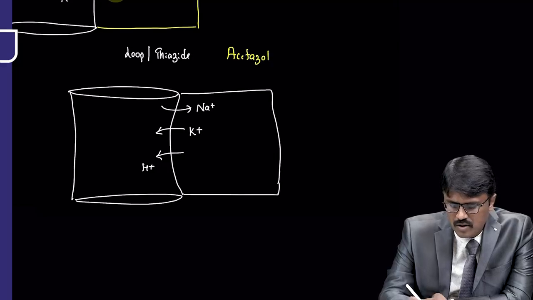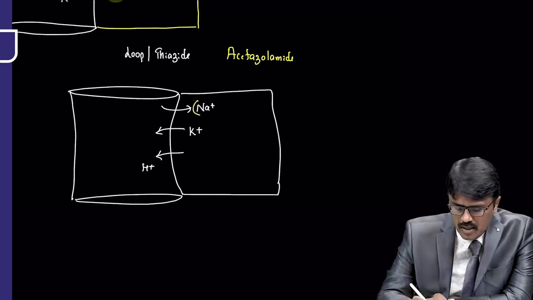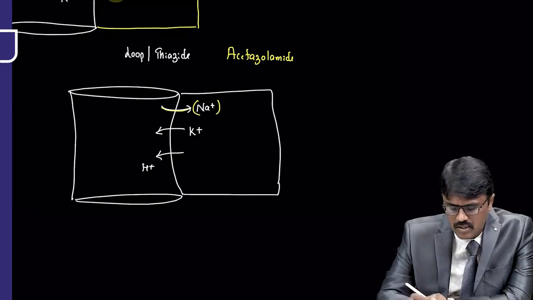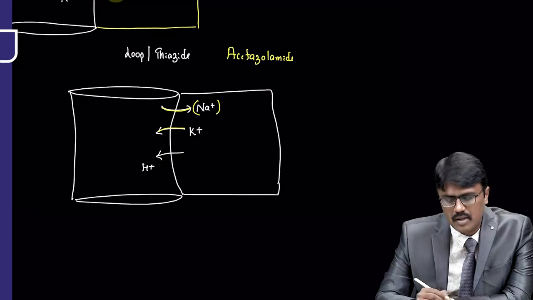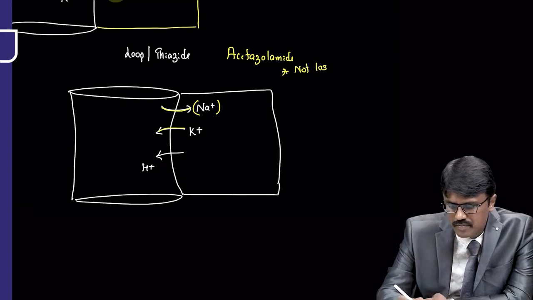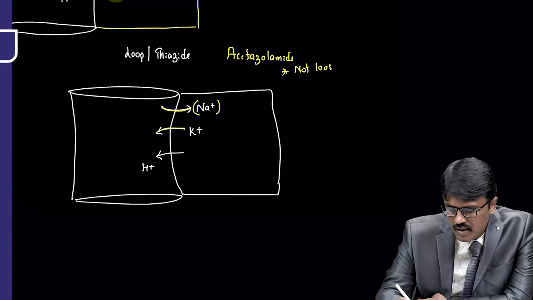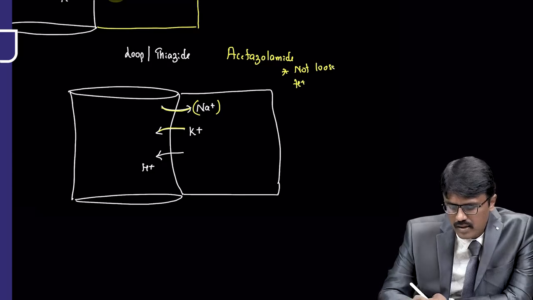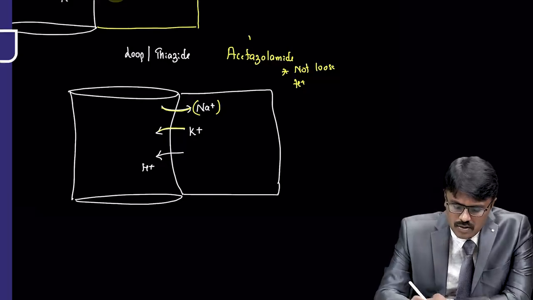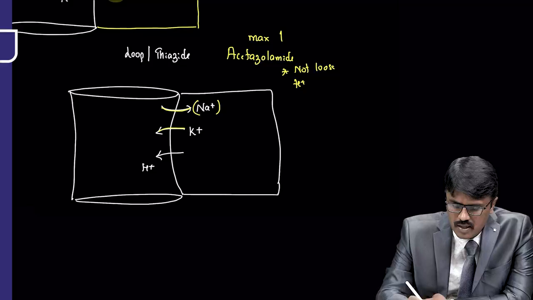But what is the story of acetazolamide? What is the story of acetazolamide? That will also deliver the sodium to the collecting duct. So acetazolamide can only lose potassium because when the sodium goes inside, potassium goes out. But acetazolamide will not lose H plus. It will not lose H plus. So the only ion that has to compensate for sodium loss will be K plus. So it will cause maximum potassium loss, and that is called kaliuresis.